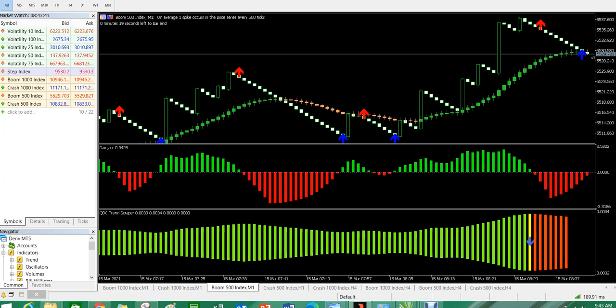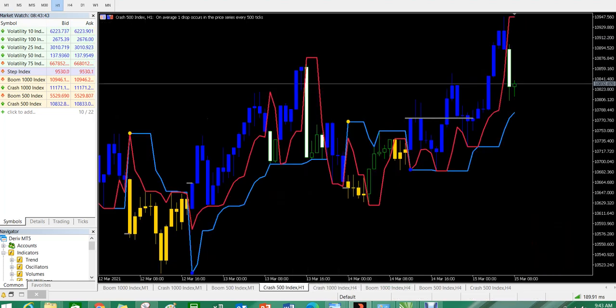Okay, so let's check out Crash 500. For Crash 500, we are using the NT indicator. It's been on a long uptrend, but this time around it is coming down gradually. So let's see if it will eventually go back on a downtrend, because the color of the candle is yet to change to yellow, but as you can see it's reversing at the moment. So I'll be stopping there with my analysis.